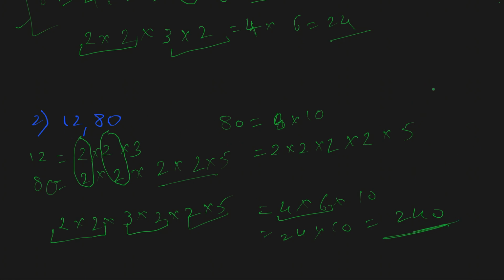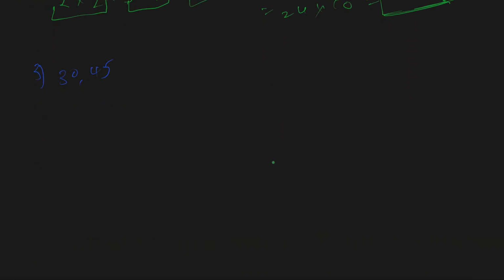And you can see now, if we were to write down the tables for 12 and 80, it would be too much time consuming. So prime factorization is just another easier way of solving for LCM. Let's look at the last example, which is 30 and 45. So 30 can be written as 5 times 6, which is 5 times 2 times 3. And 45 can be written as 5 times 9, which is 5 times 3 times 3.